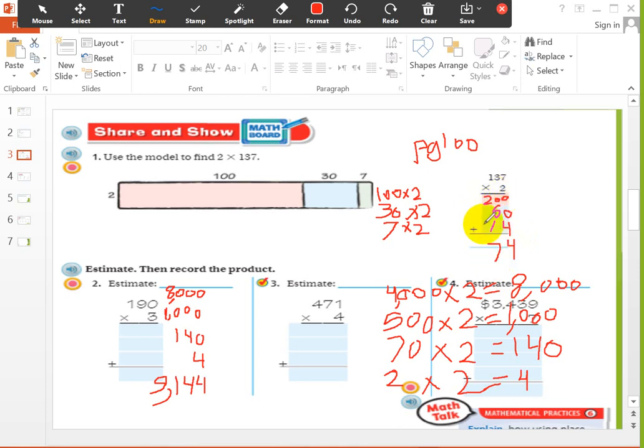Now, are there any hundreds right here under the 2? No, there are no hundreds. So I will take the 2 and write it as it is. So this is the final answer, 274. Okay? Thank you, girls.